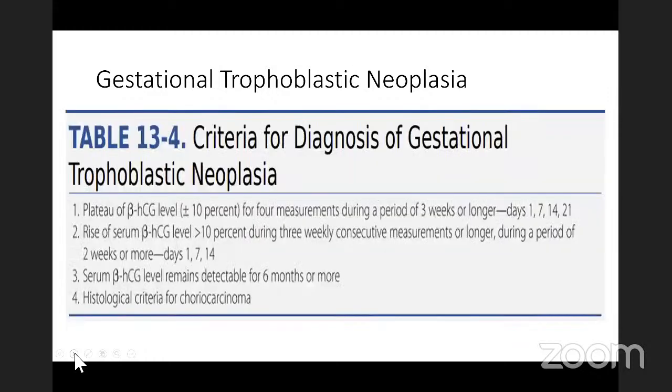Okay, so these are the criteria for diagnosis. As mentioned, plateauing of your beta HCG level, that's an increase or decrease of just 10% for 4 measurements during a period of 3 weeks or longer. A rise of serum beta HCG more than 10% during 3 consecutive measurements, or serum beta HCG that remains detectable for 6 months or more, and histological criteria for choriocarcinoma.